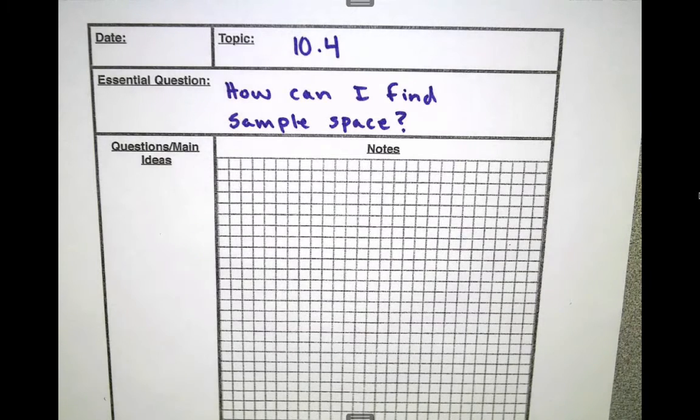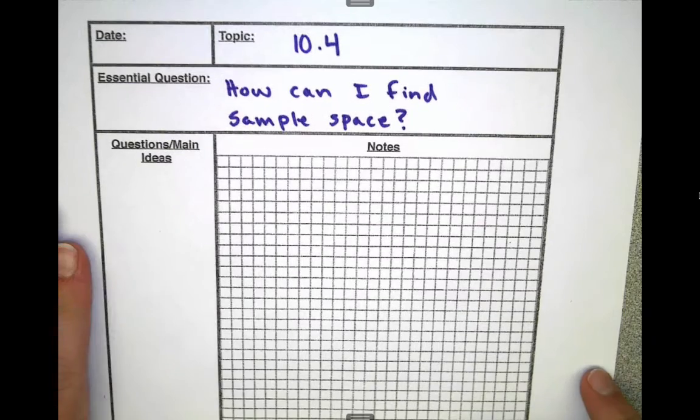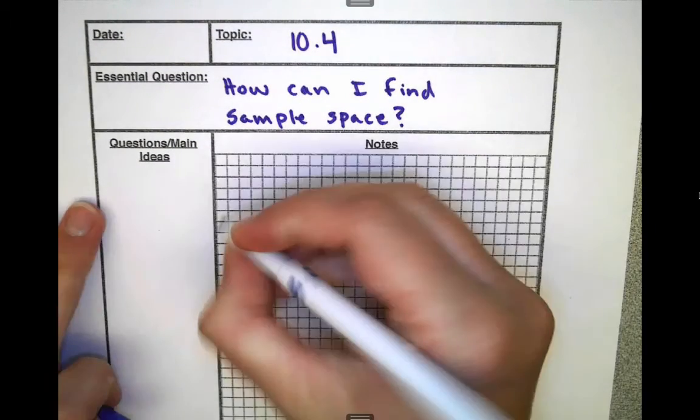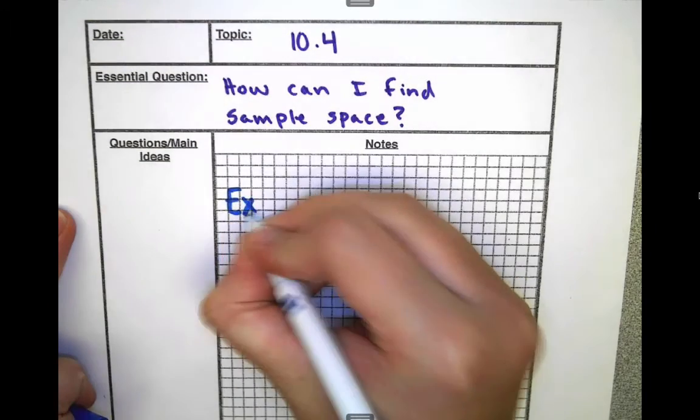Hey guys, another chapter 10 section 4 video here today, and we are going to work on how I can find sample space. This is something we actually looked at in a prior video also, but we're going to continue the process of practicing. So we know sample space is all the outcomes that we can get. So we're going to try some problems here, and we're going to start with example 1.